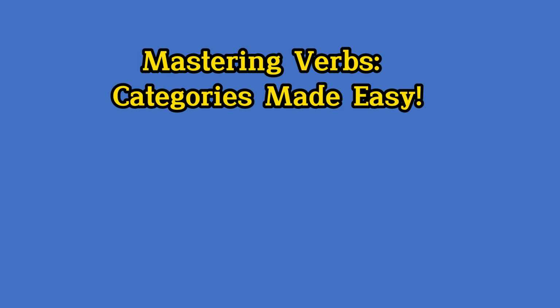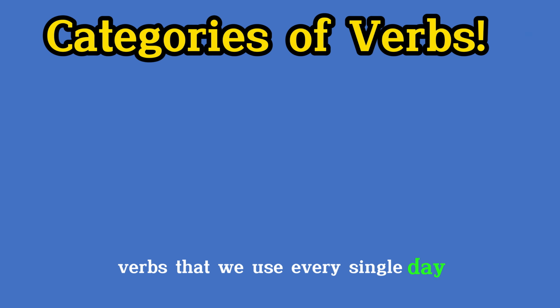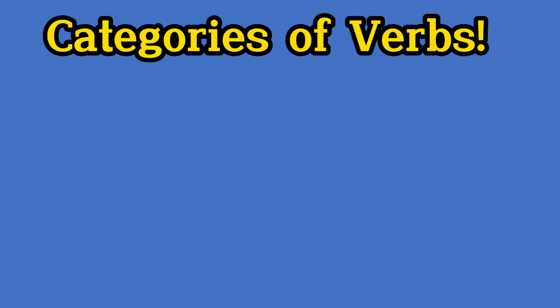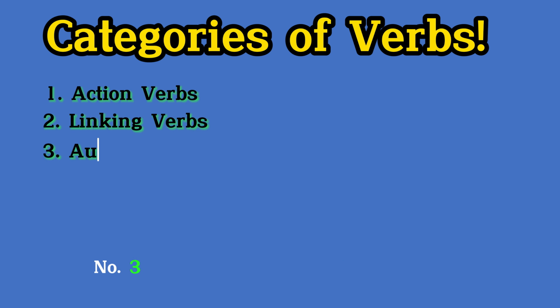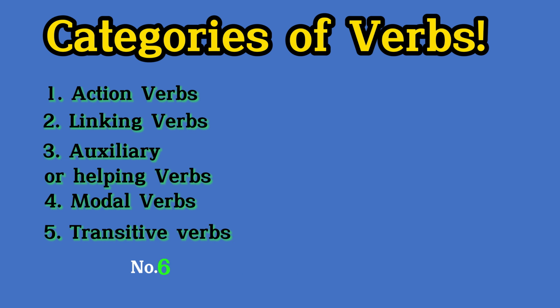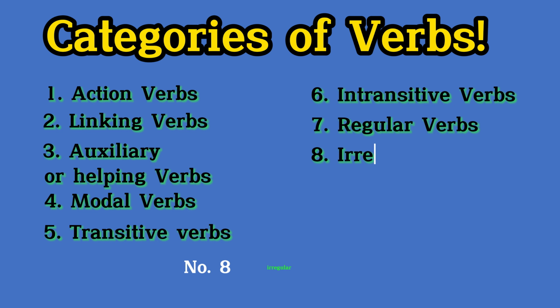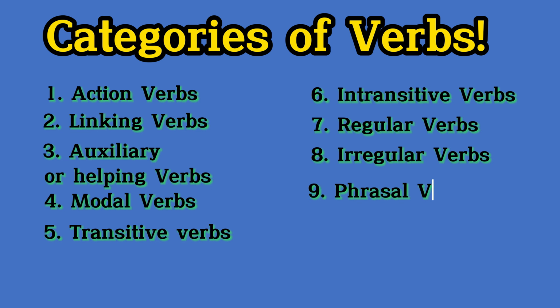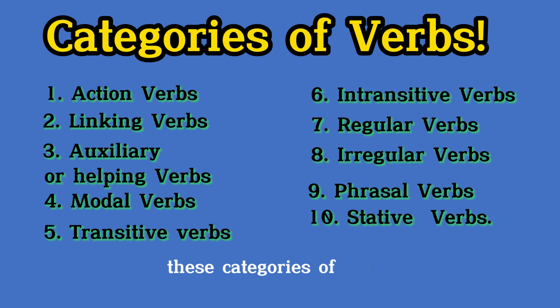Here we go. Verbs that we use every single day fall into the following main categories. Number one, we have action verbs. Number two, we have linking verbs. Number three, we have auxiliary or helping verbs. Number four, we have modal verbs. Number five, we have transitive verbs. Number six, we have intransitive verbs. Number seven, regular verbs. Number eight, irregular verbs. Then number nine, of course, it's phrasal verbs. Number 10, stative verbs. So let's dive in deeper and explore the differences between these categories of verbs.